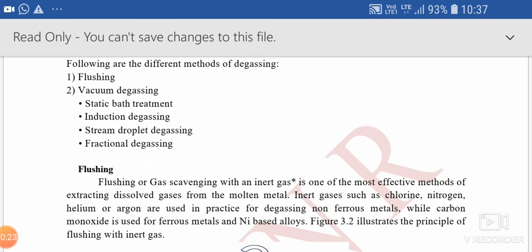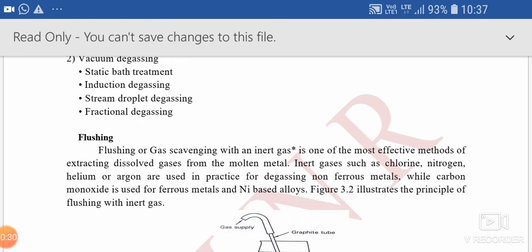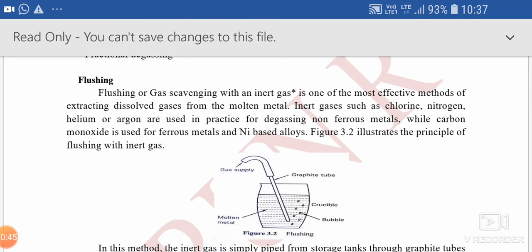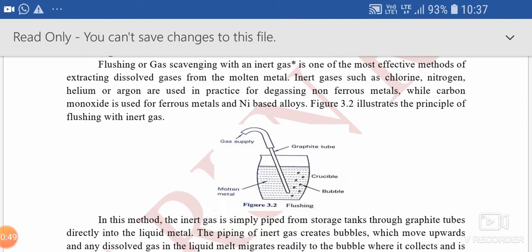Fifth one, fractional degassing. Flushing or gas scavenging with an inert gas is one of the most effective methods of extracting dissolved gases from the molten metal. Inert gases such as chlorine, nitrogen, helium, or argon are used in practice for degassing non-ferrous metals, while carbon monoxide is used for ferrous metals and Ni-based alloys.